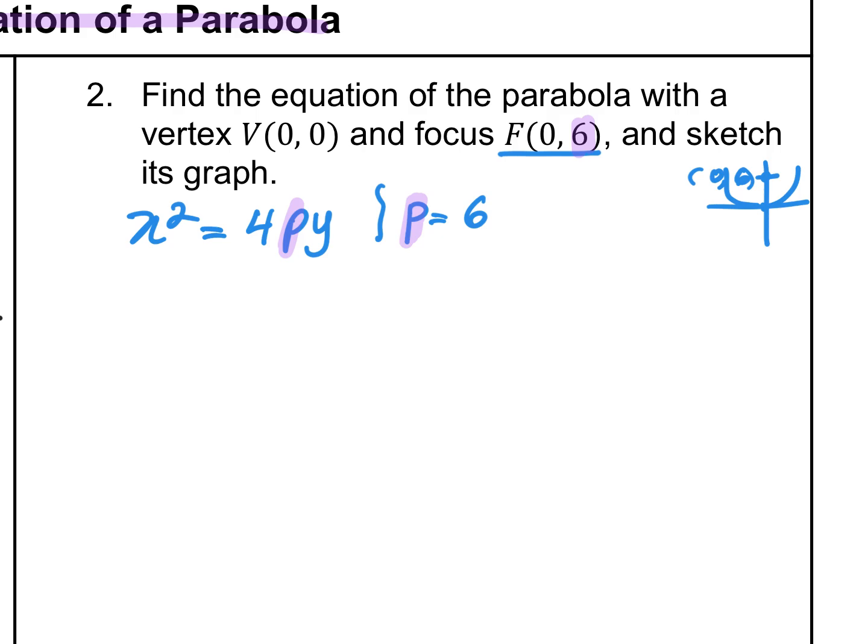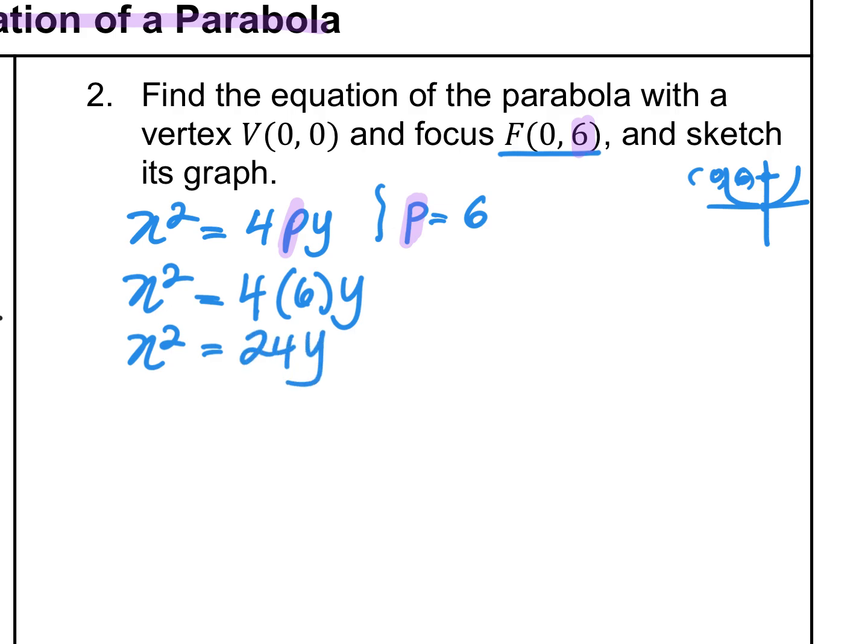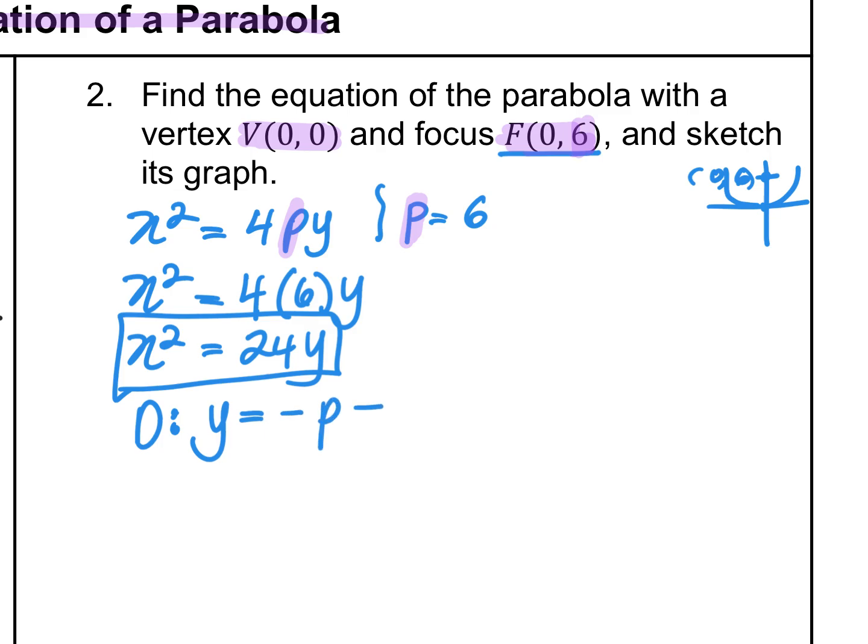Let's simplify it now. This is going to give you x squared is equal to 4 times 6y. So it's going to give you x squared is equal to 24y. So this is now going to be your equation. We are given already the vertex, which is very important, and our focus. Now we're going to find our directrix. The directrix is also along the y-axis, therefore it's going to be y equals negative p. Substituting, our y is going to be negative 6.